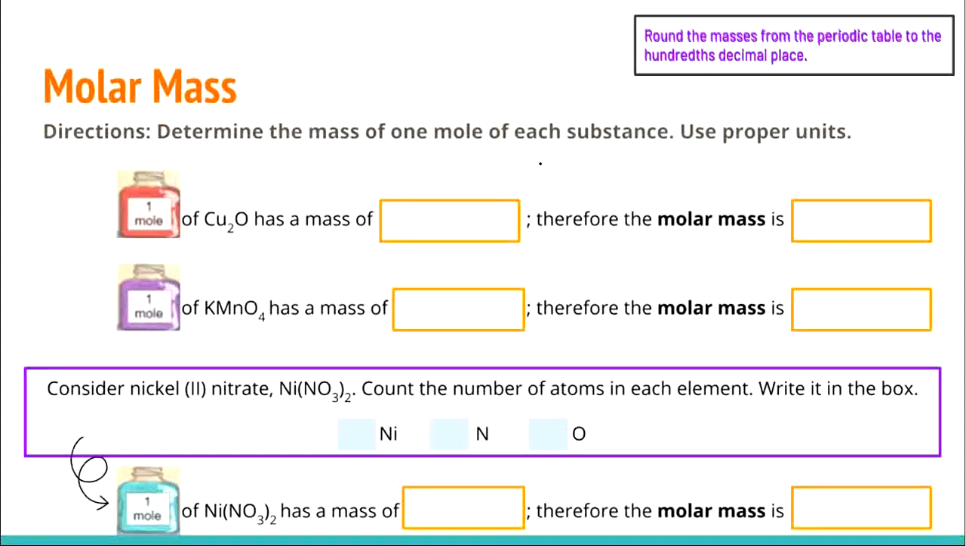Now take the time to calculate the molar mass of each of these substances. Make sure you are looking at your periodic table. You are rounding the mass to the 100th place so that we are consistent with each other. And don't forget to consider the amount of atoms for each element. So for example, Cu2O, remember that you need to consider 2 coppers and 1 oxygen. And you are adding all the masses to get your molar mass. So pause the video here and calculate the molar masses of each of these 3 compounds.